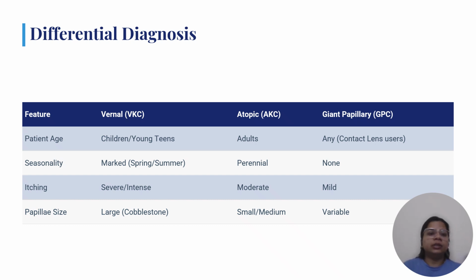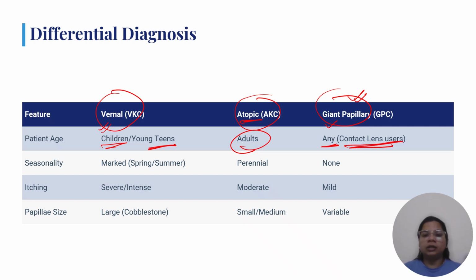Next, in differential diagnosis, first the vernal keratoconjunctivitis, atopic, and giant papillary conjunctivitis need to be differentiated. Mainly the vernal keratoconjunctivitis patients are children and young teens, whereas atopic is the adult form of vernal keratoconjunctivitis. Giant papillary conjunctivitis can occur in any patients, mainly contact lens users. As for seasonality, vernal mainly occurs in the spring or summer, that is why it is known as spring catarrh, whereas atopic is perennial and there is no seasonal preponderance in giant papillary conjunctivitis.